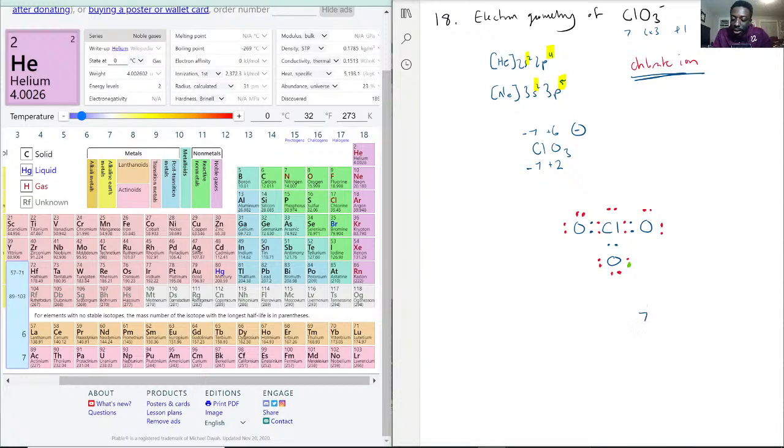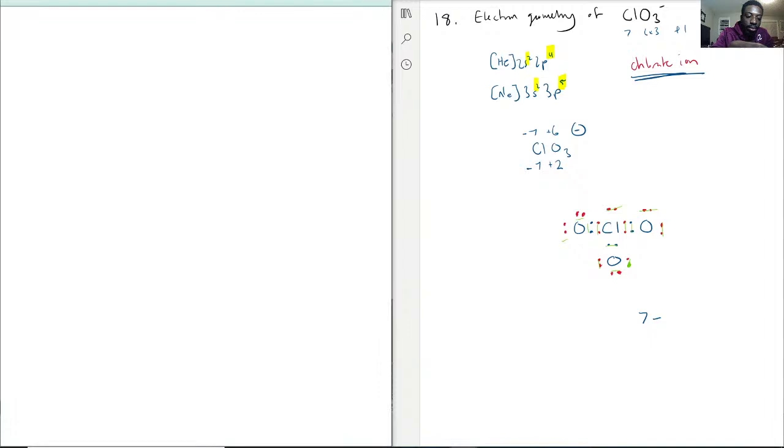But let's just see here. We're going to make sure that it's actually 26 electrons. 6 times 3, let's go 18, plus 7, plus 1. 26, yeah. And we have 2, 4, 6, 8, 10, 12, 14, 16, 18, 20, 22, 24, 26. So we definitely have the right amount of electrons as well.